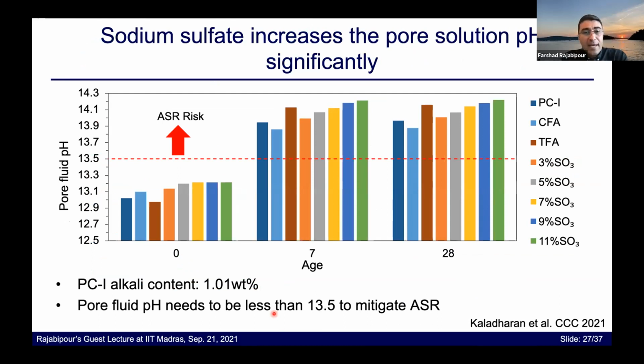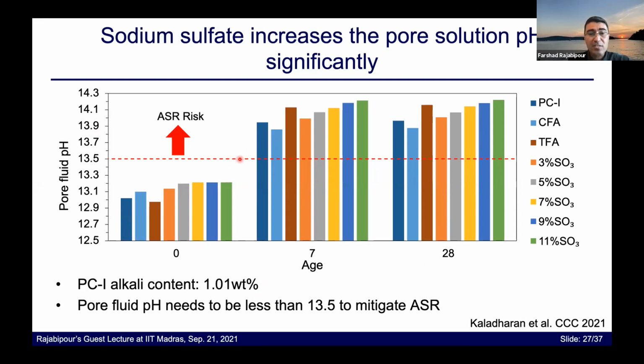All right, now let's look at pore solution results. So here we see the pore fluid pH as a function of time: 0 days, 7 days, 28 days. For the plain Portland cement system, we start at about a pH of 13. The pH goes up to about 13.9. This is a fairly high alkali system. The pH is more or less the same at 7 and 28 days.